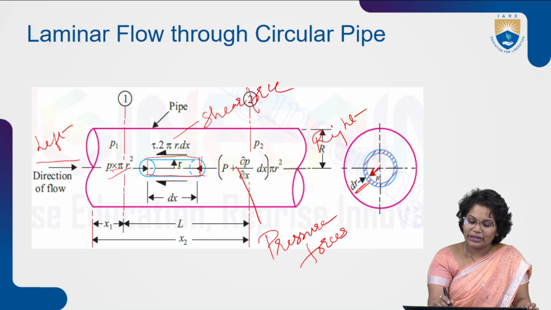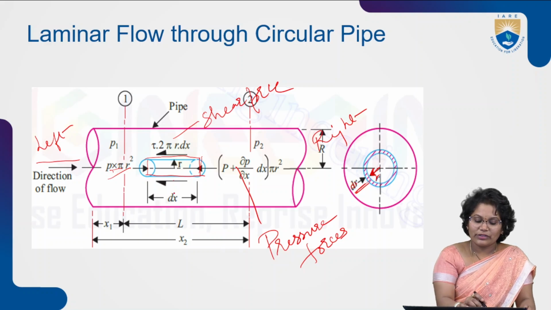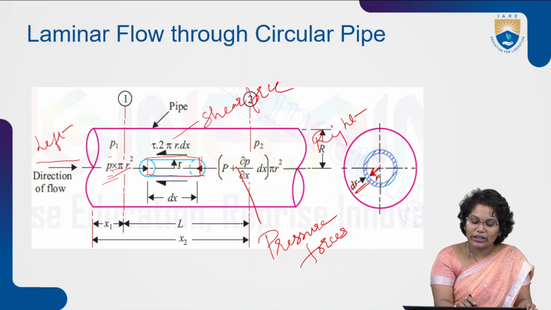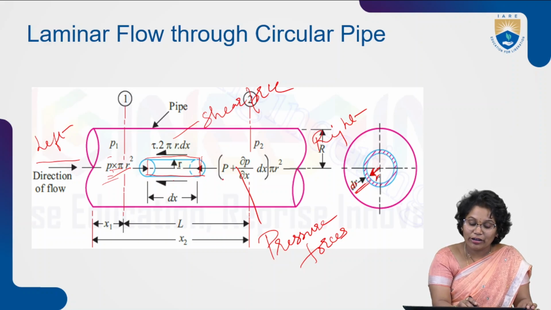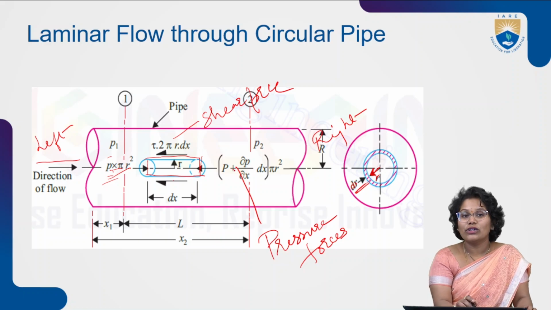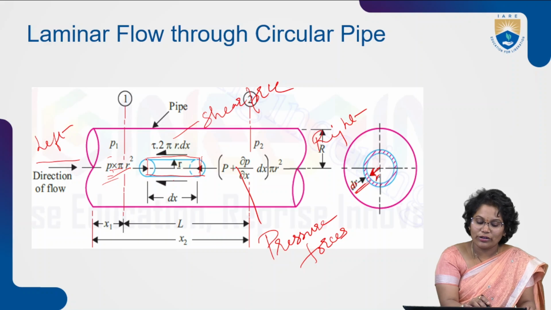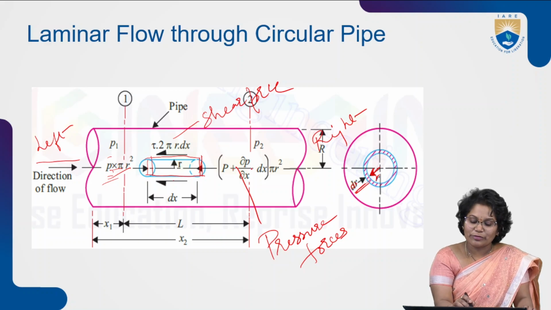The radius of the small element is r. The complete pressure force on the left is P into pi r square, and on the right hand side we take P into pi r square plus dou P by dou x into dx into pi r square, because across this element, from here to here, we are taking the differential pressure with respect to x, dou P by dou x into dx into pi r square.